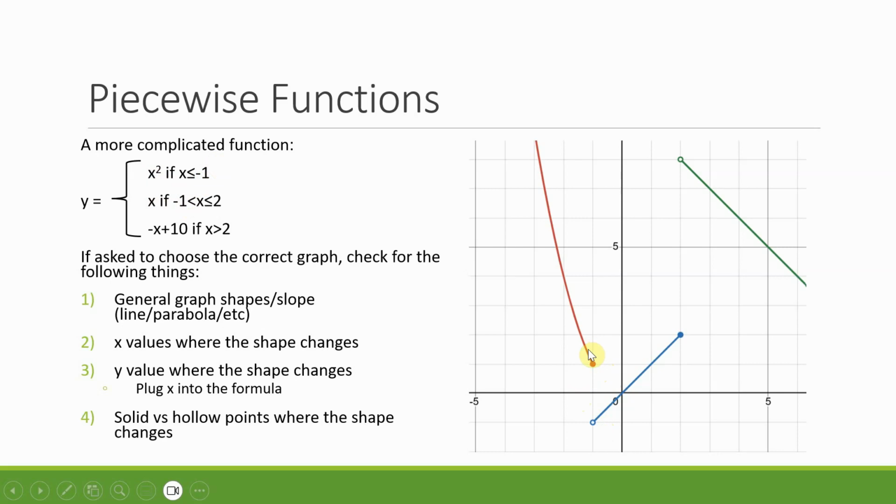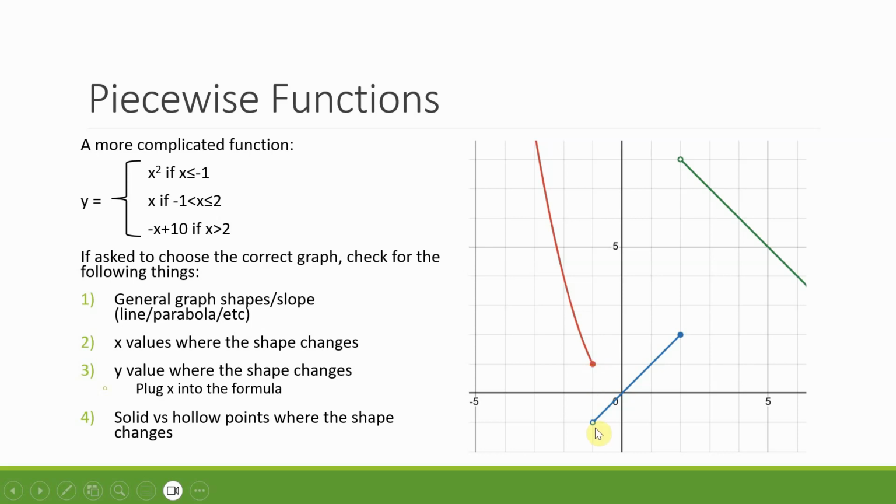Then double check the solid versus hollow. Once you've plugged that in, make sure that, okay, we're at the right point. So let's say this one was up here at 2, that would be wrong. So wrong y value, that one's out. But there were probably going to be 2 options where the y is correctly here and here.